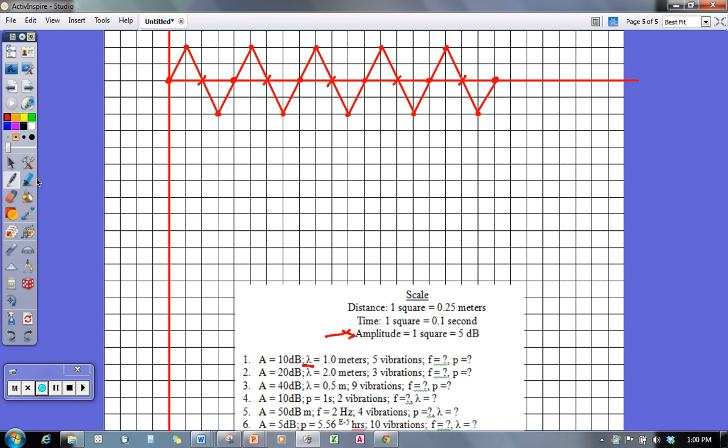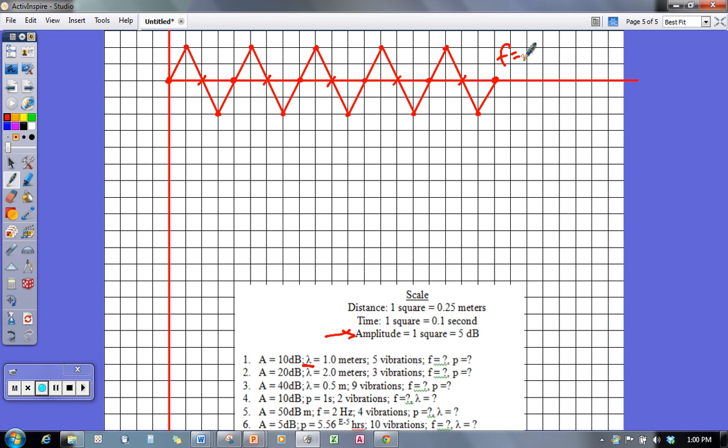Okay, now that we have our pattern drawn, are we done with number 1? No. What do we need to do next? You have to find the frequency. That's right, you gotta find the frequency. Okay, and what's the definition of frequency? How many waves per second? That's right.